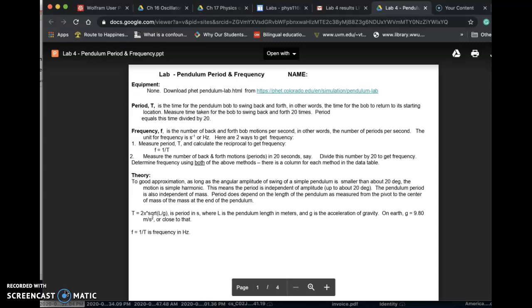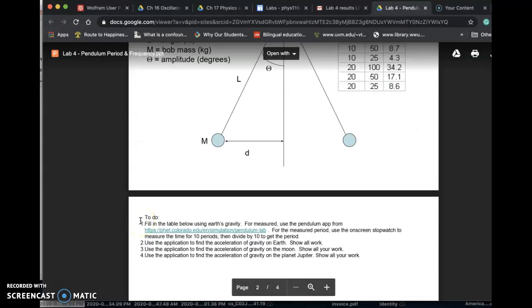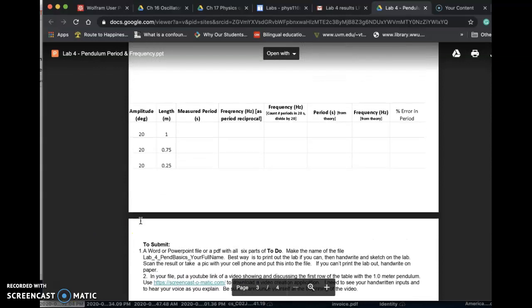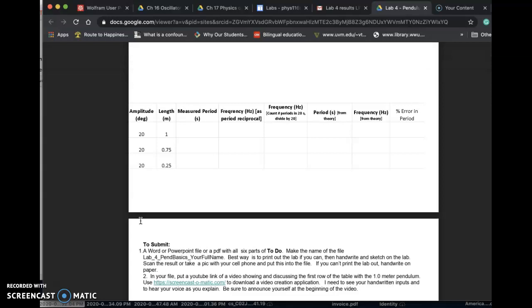Pendulum period and frequency. For this one, we'll be discussing the movement of a pendulum and finding its various components from the period, frequency, as well as determining the error percentages and other references. The end result goes back to this graph, table.